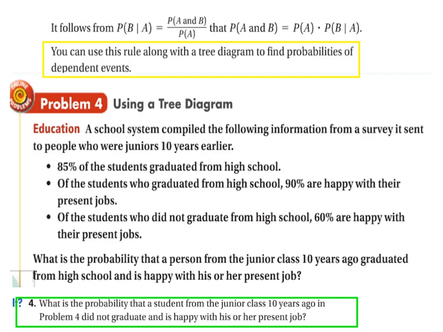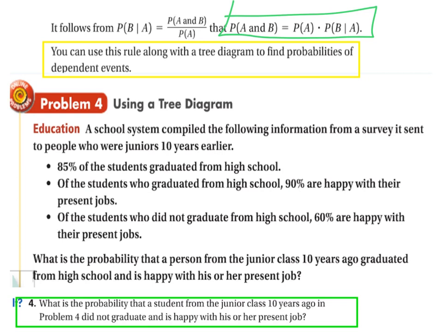All right, here we get to our last slide, and I mentioned earlier, again, using this formula in different ways. So here's the one that they mention, using the formula if it's solved for the probability of A and B. So probability of A and B equals probability of A times the probability of B given A. So again, we'll use that along with tree diagrams to help find probabilities of dependent events.